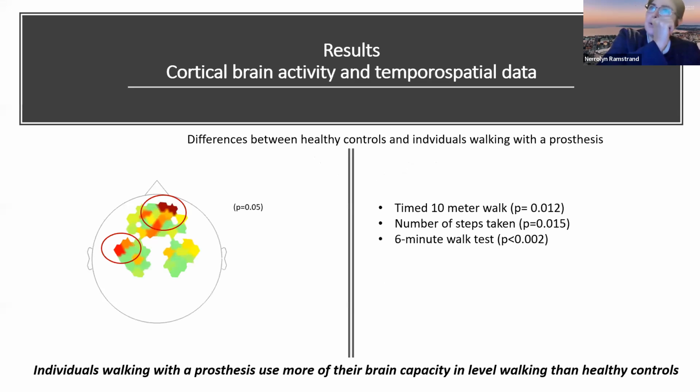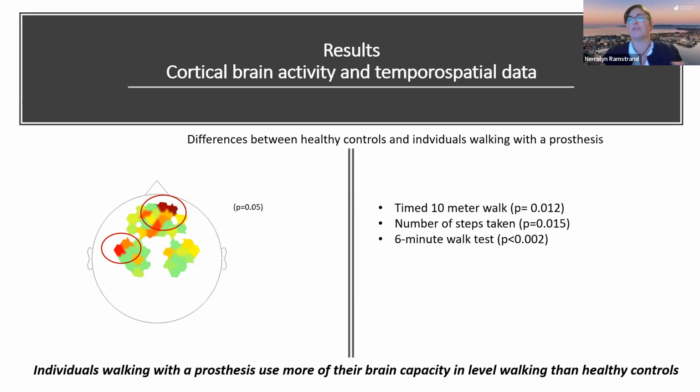So here's the result. And what you see on the left here is a picture that represents a comparison between our healthy controls and all of the prosthesis users. This analysis technique is called statistical parametric mapping. Essentially, all we have to know here is that a comparison's been made. The areas that are red demonstrate a significant difference in average cortical brain activity between the healthy controls and the people with a prosthesis.